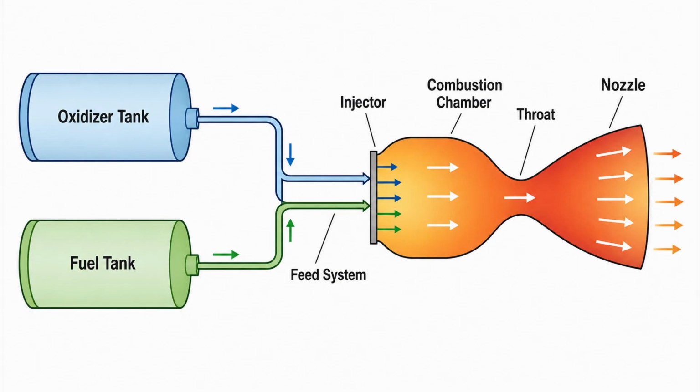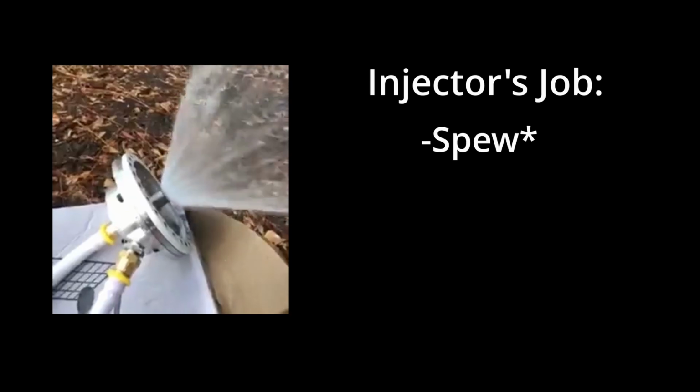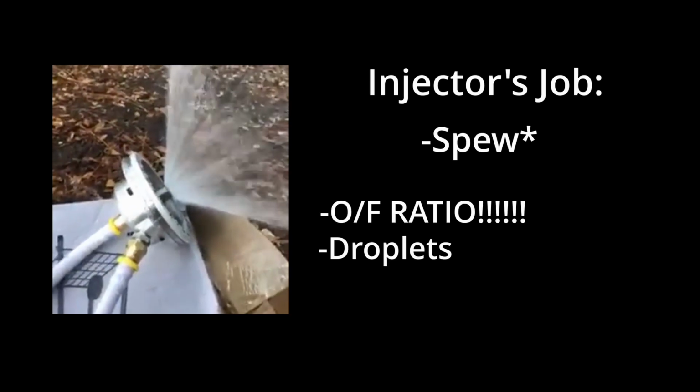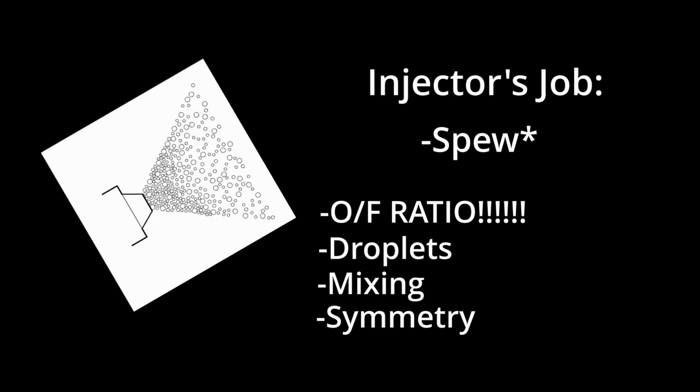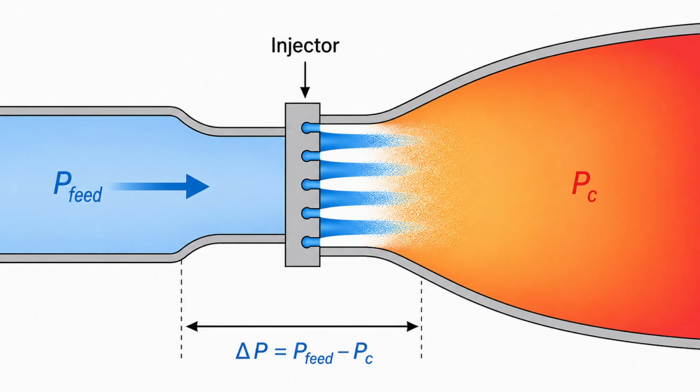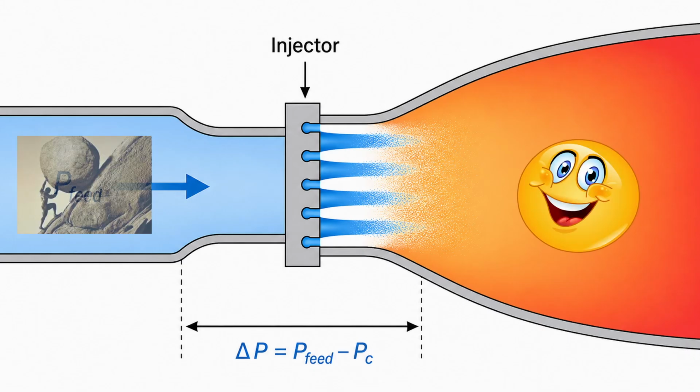But how does fuel and oxidizer turn into hot gas? That brings us to the combustion chamber and the injector. The injector's job is to spew the fuel and oxidizer while also using the right ratio between both, atomizing the two liquids, mixing them quickly, and evenly distributing them. These are 4 different injector designs, each with their own pluses and minuses. Each balances pressure drop, mixing, stability, heat, and the ease of making it. Each injector converts pressure into fuel velocity, creating a pressure drop between the feed system and the combustion chamber. A higher pressure drop means more stability, but a harder working feed system.